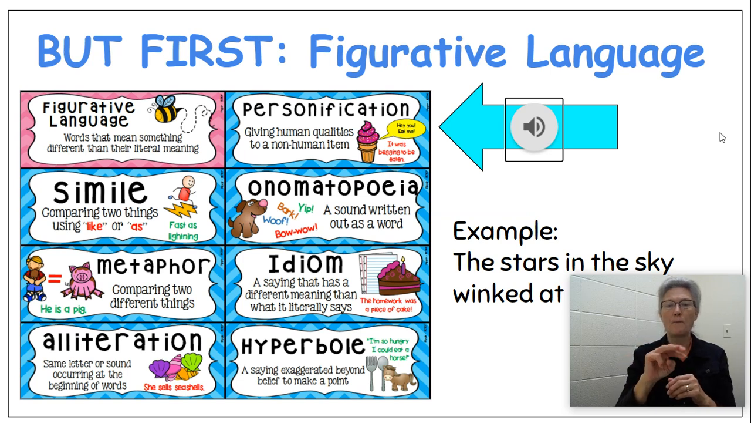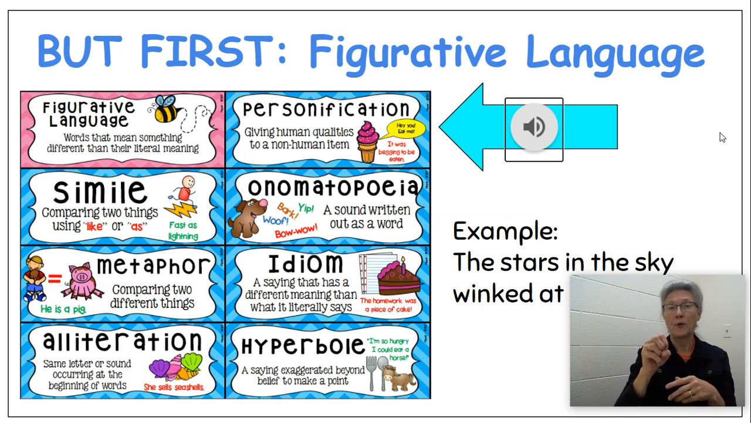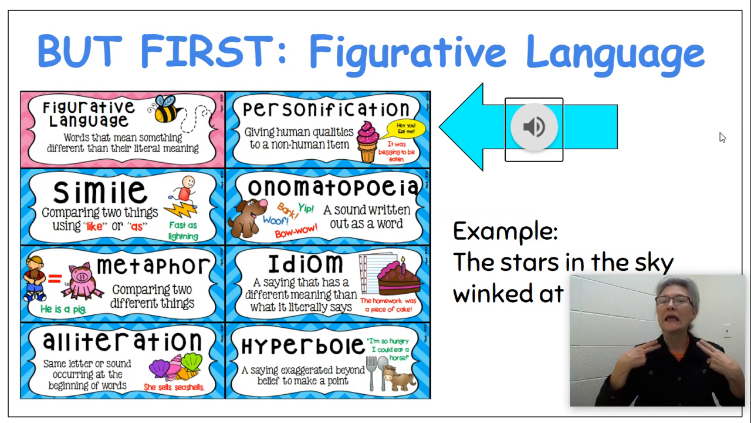There are so many different types of figurative language that are so great as readers to help us visualize the text. For today's focus, we're specifically going to look at personification. Take a look at my blue arrow to where it's pointing. Personification is when authors give human qualities or traits to non-human items.